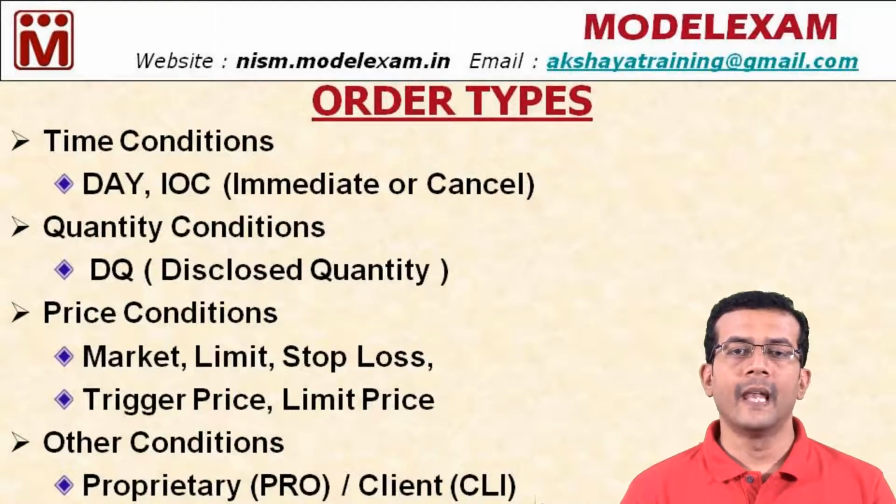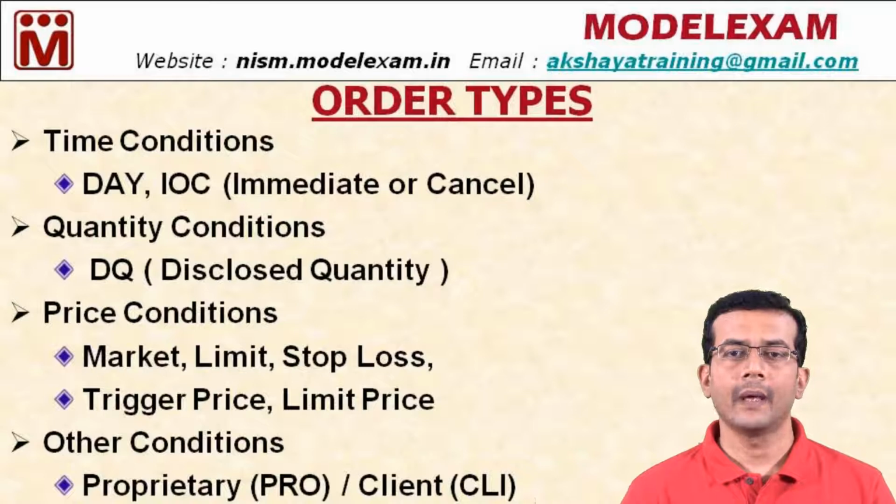The next one is limit. If you specify a limit price, then it means that you are not willing to buy above that price. For example, if you specify 100 rupees as the limit price for any share you want to buy, it means that you are willing to buy up to 100 rupees, not even a paisa above 100 rupees. So you will get your shares only if the shares are available at 100 or below 100.